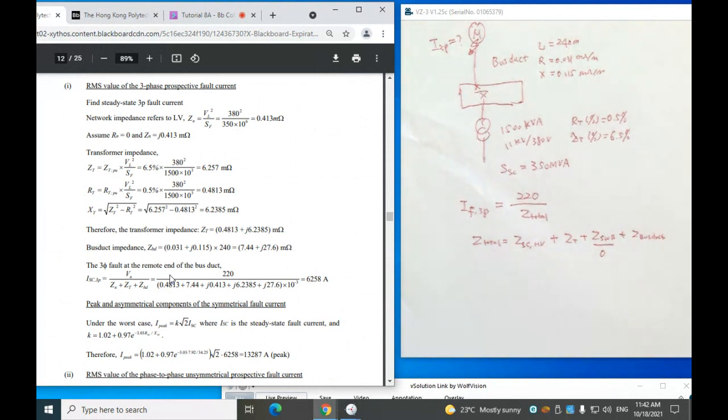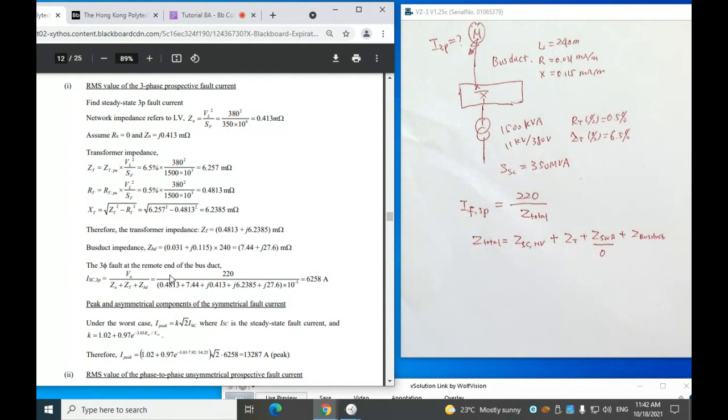Okay, here we have what is called the network impedance. This is the impedance of the HV circuit, and we call it the HV circuit impedance referred to the LV side, because we're looking at the fault current at the LV side. We have to change the HV circuit impedance to the LV side. There is a formula given in the notes, so you just substitute those values in this simple formula.